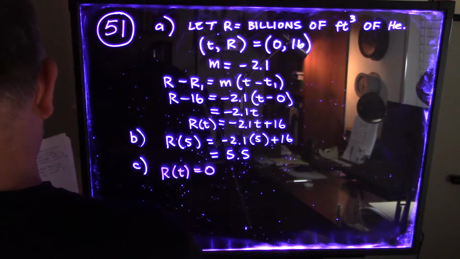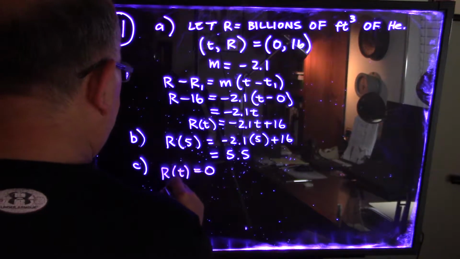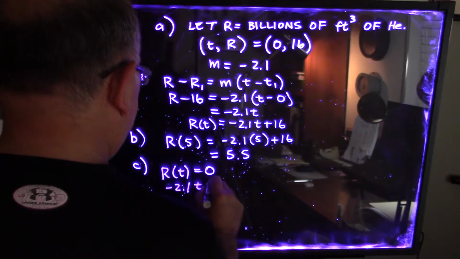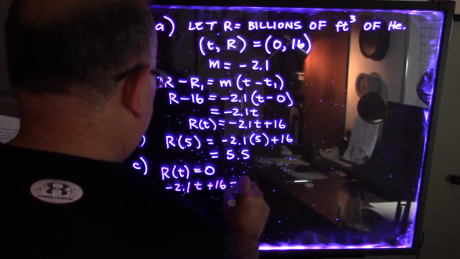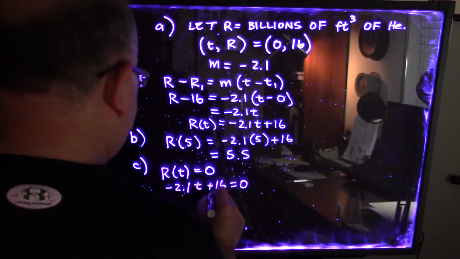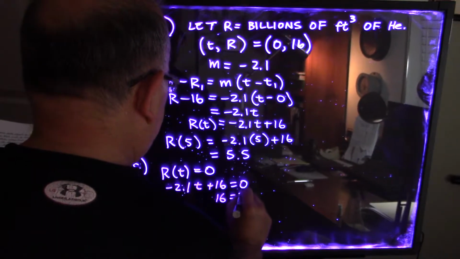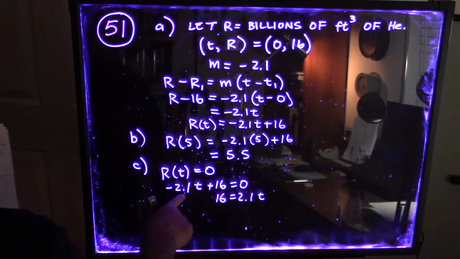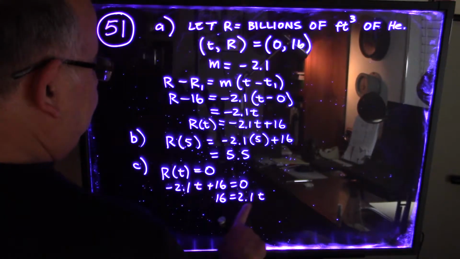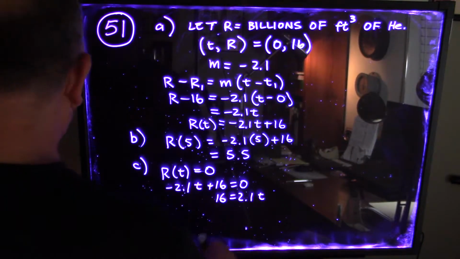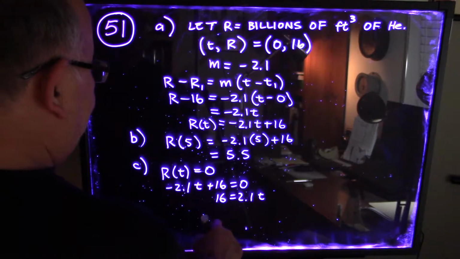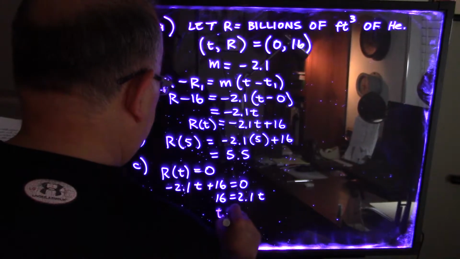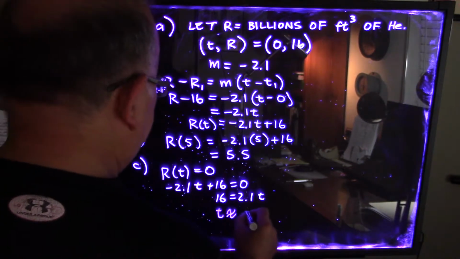All right? And then we solve for t. So what's r of t? It's negative 2.1t plus 16 equals 0. And now we solve for t. So 16 equals 2.1t. Adding 2.1t to both sides, or think of transposing this negative 2.1t to the other side, changing the sign. And so you divide both sides by 2.1, and you get t is approximately 7.6.